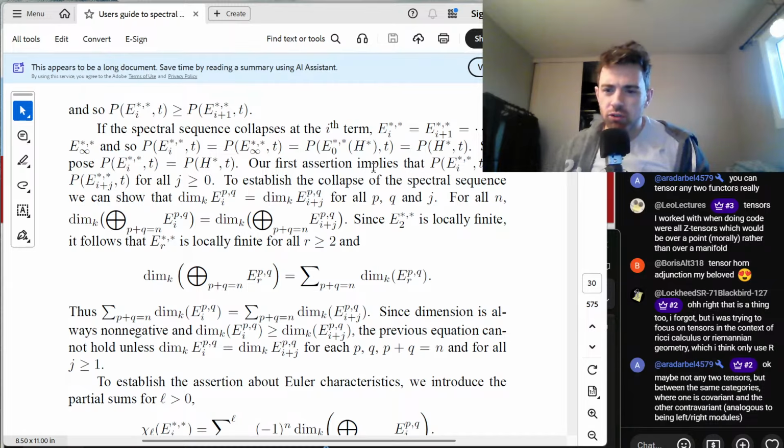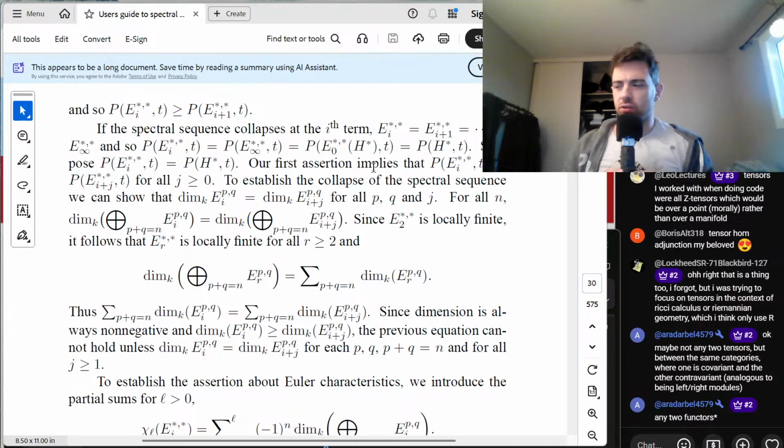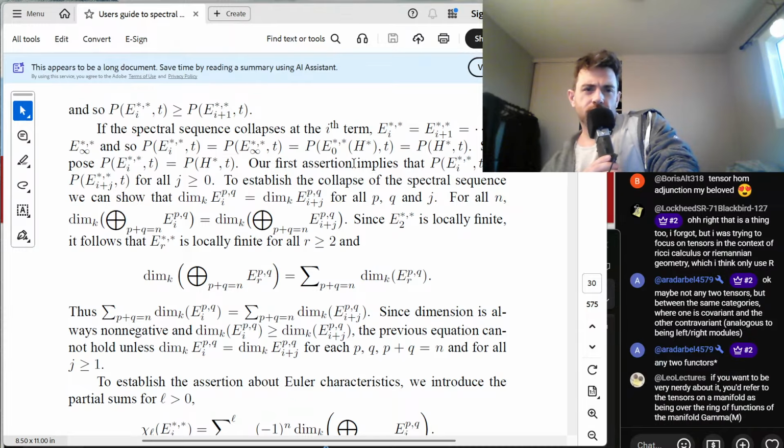Maybe not any two categories, but between the same categories, where one is covariant and the other is contravariant. How do you define the tensor product of functors? Even in that case, I don't know how. Tensors on a manifold as being over the ring of functions. Was that true?